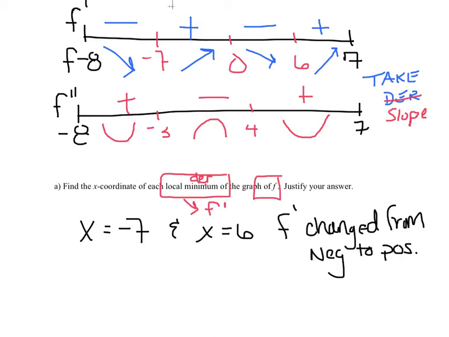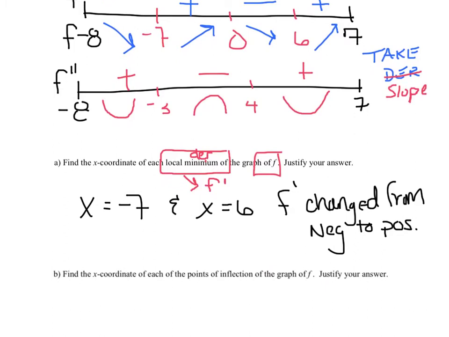All right, let's attack another question. Part B. Find the x-coordinate of each point of inflection of the graph of f. All right, so let's slow down. Point of inflection is your calc term. When I see point of inflection, I'm looking for f double prime. So all I'm going to do is go to my f double prime sign chart. That's why I created this.